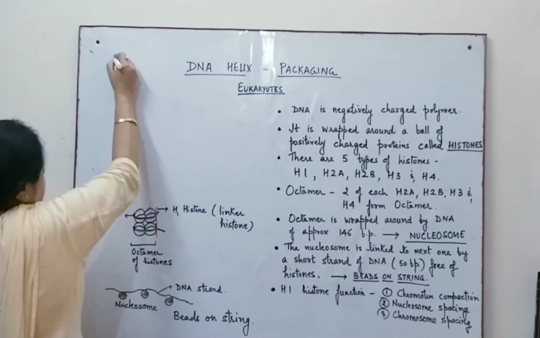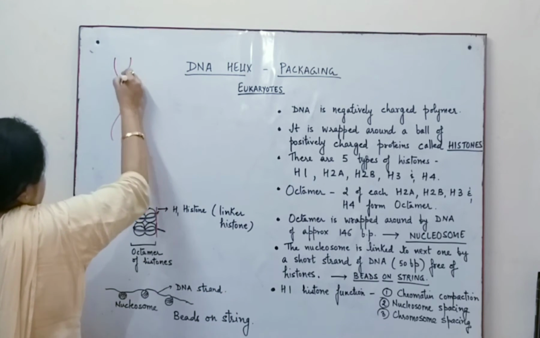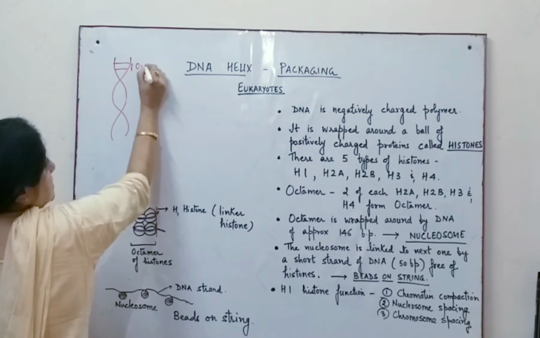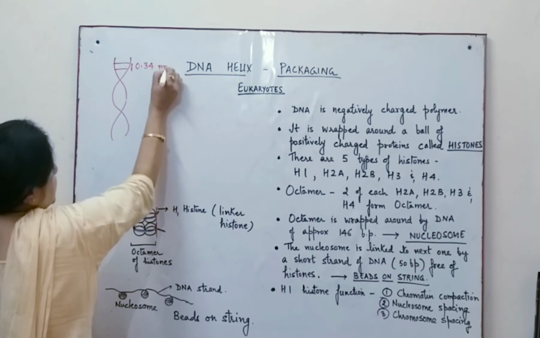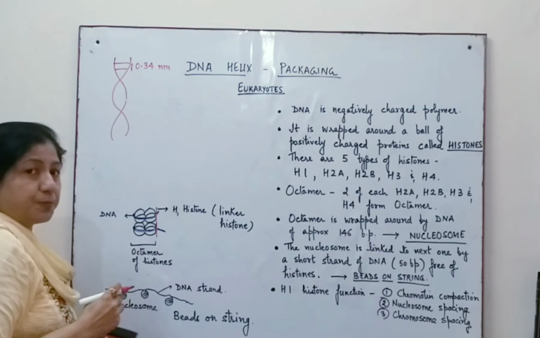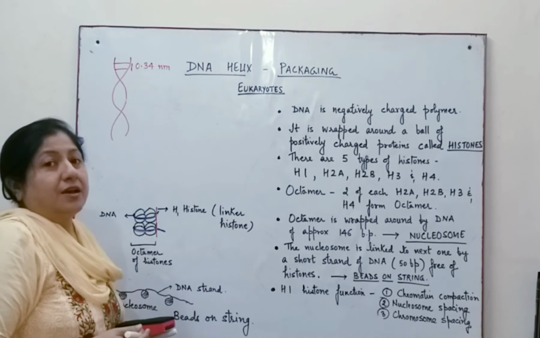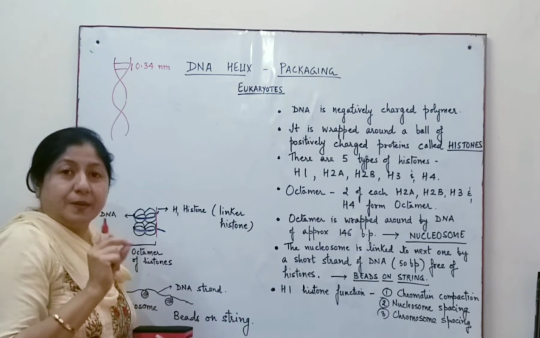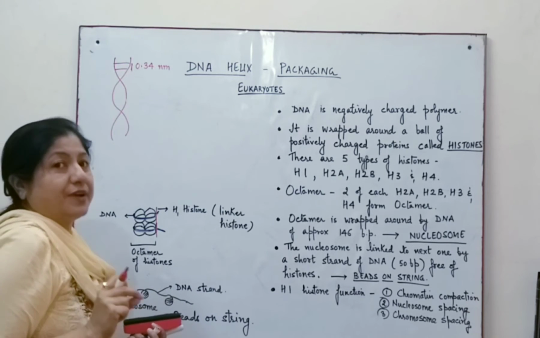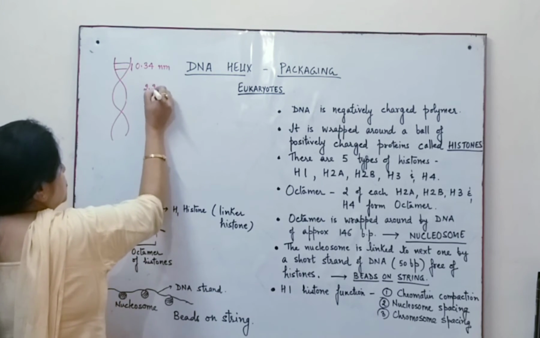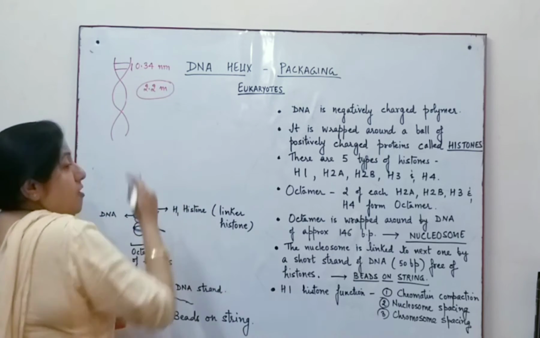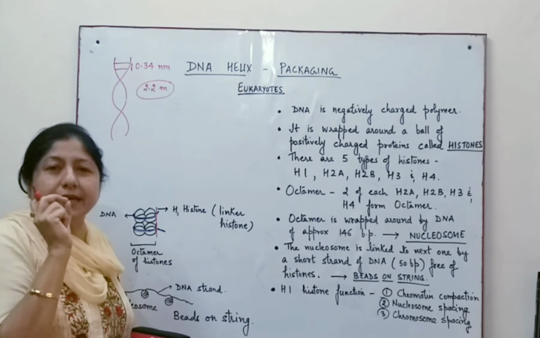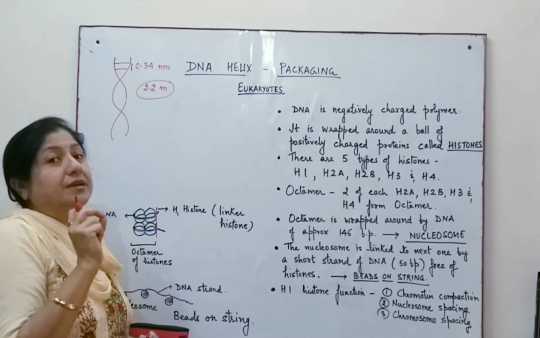So if we study the structure of the DNA, we find that the distance between the two base pairs is 0.34 nanometers, and after every 10 base pairs there is a turn. Going by that, we find that the entire length of the DNA fiber, that is the chromatin when the cell is not dividing, is 2.2 meters, and this is a long thread-like structure. So how does this long thread-like structure fit into a tiny nucleus? That is a big question.